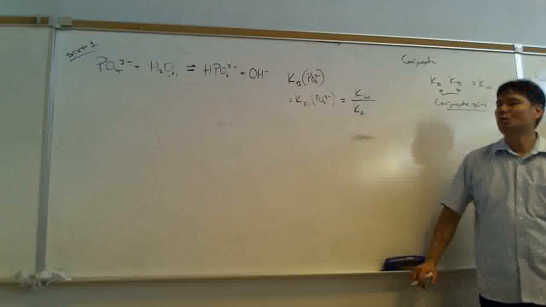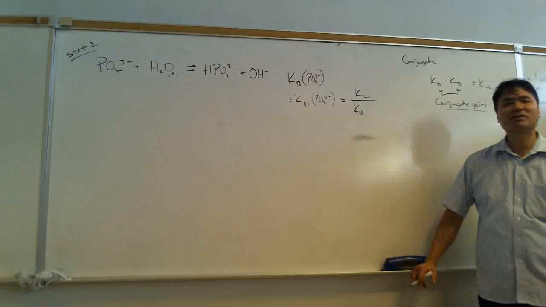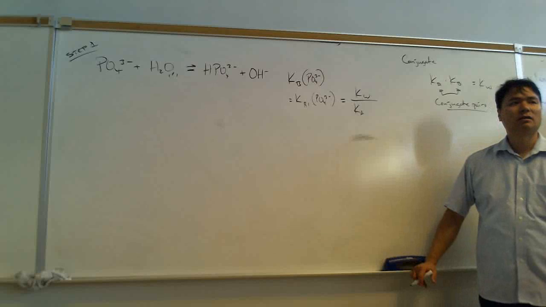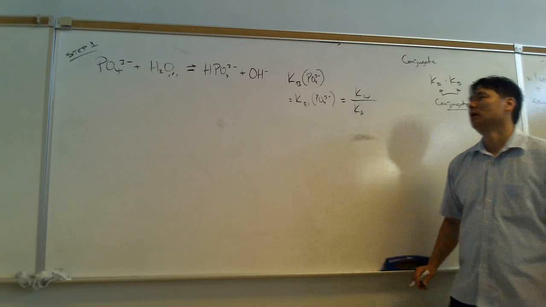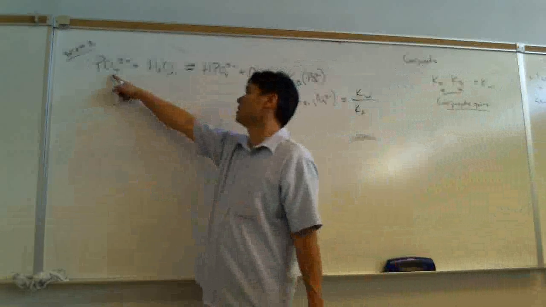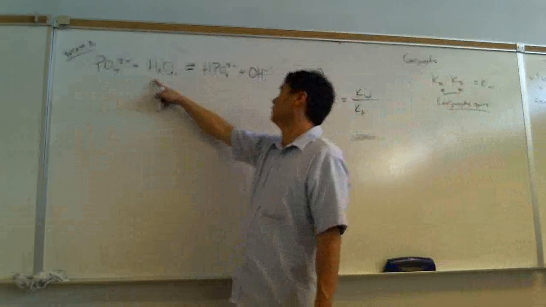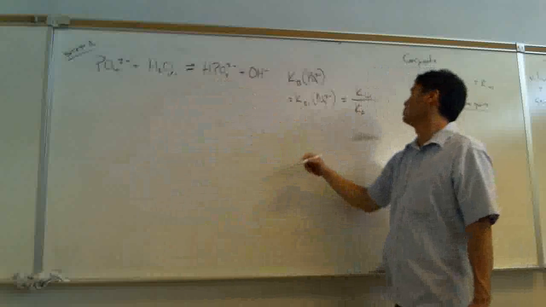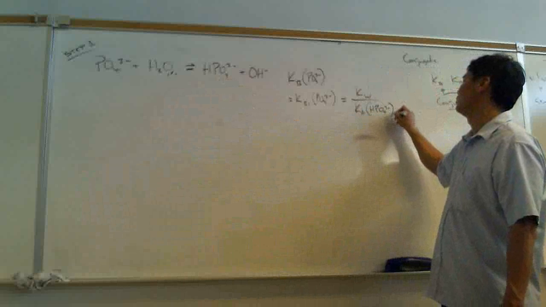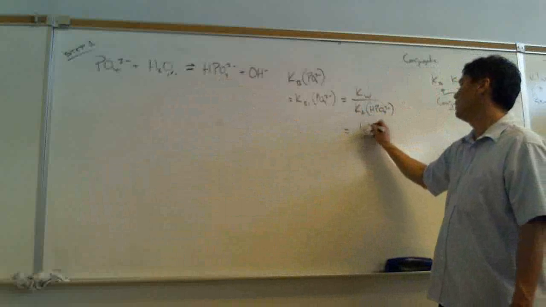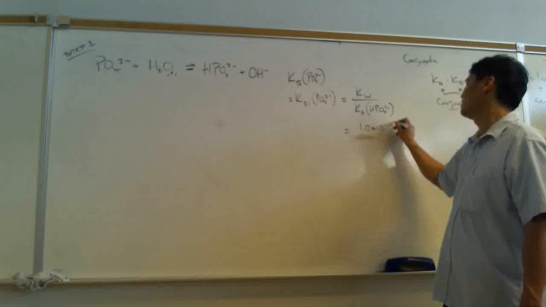Well, we have to figure out what is the conjugate acid of phosphate. If this is the base, what is its conjugate acid? Well, it's here, HPO4 2 minus. And so this will be the Ka for HPO4 2 minus. Kw we have memorized, 1.0 times 10 to the minus 14.